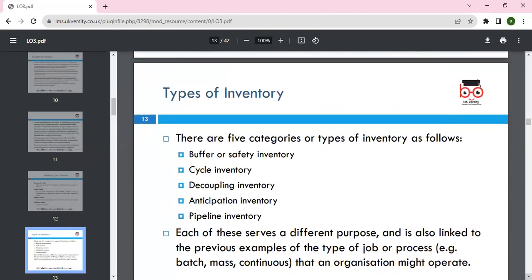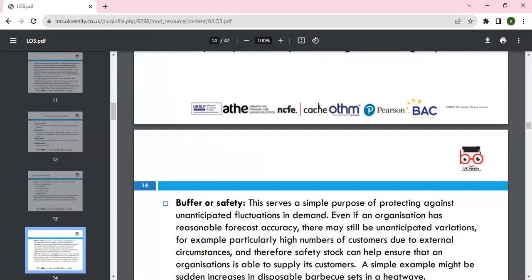Okay, types of inventories. There are five categories of inventory: buffer or safety inventory, cycle inventory, decoupling inventory, anticipation inventory, and pipeline. Each of these serves different purposes, and they also link to the previous examples which we just quoted.